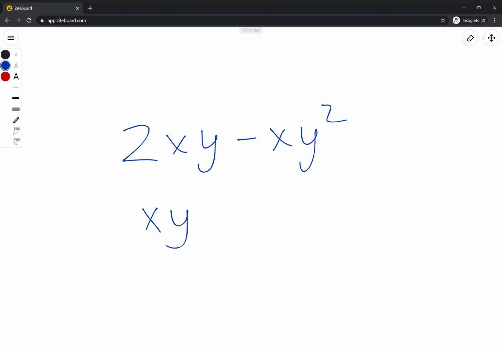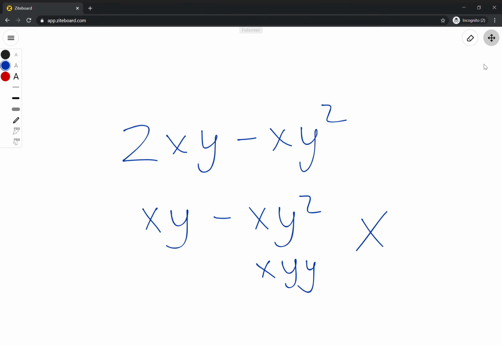Now, alternatively, let's deal with another example. Let's say the problem is something like 2xy minus xy squared. So forget about the coefficients for now. This one on the left is xy, and this one is xy squared. So xy squared is really x times y times y. So if we have x times y and x times y times y, these are not the same. Therefore, you cannot combine these terms.